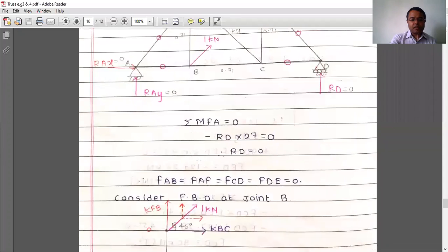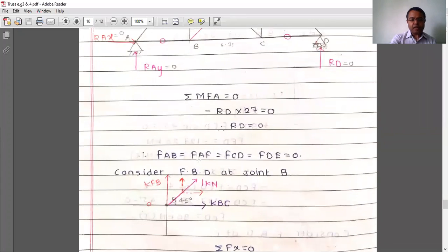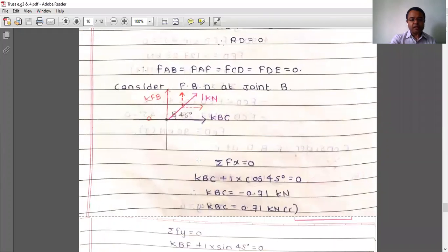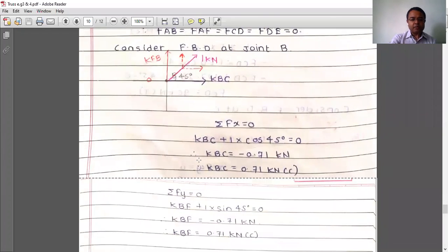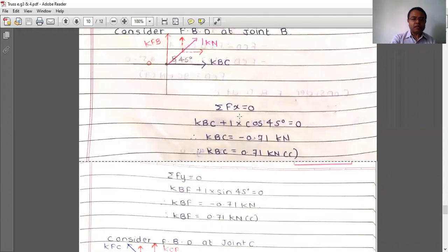So just consider any joint. Here I consider joint B. This is the FBD of joint B. Apply summation Fx equal to 0 to this diagram. Forces going towards the right, take as positive.